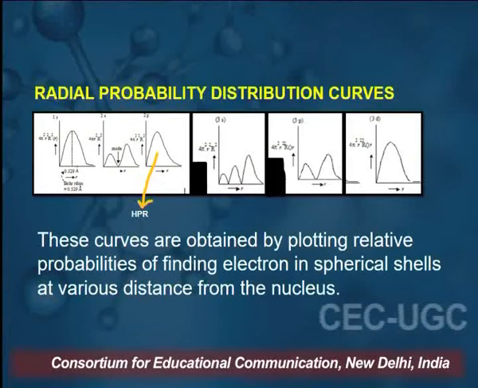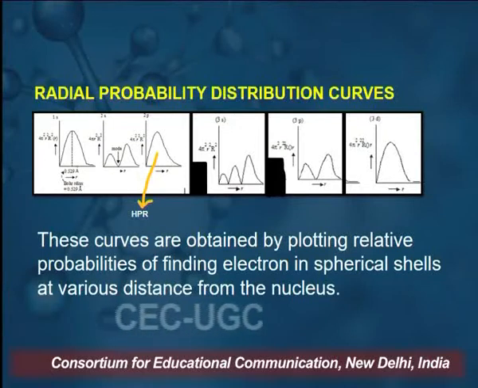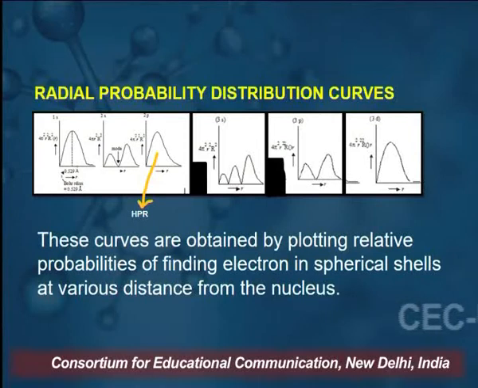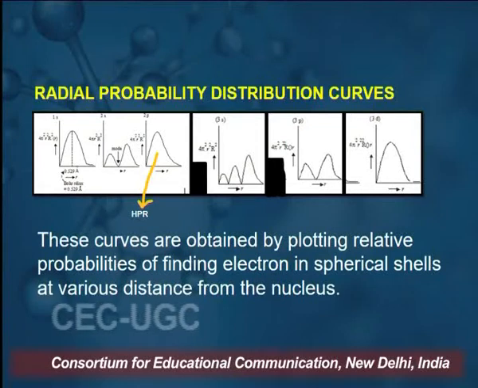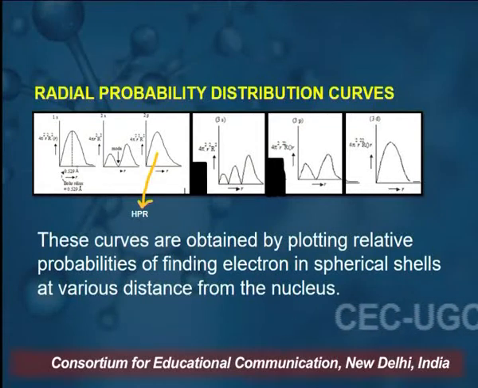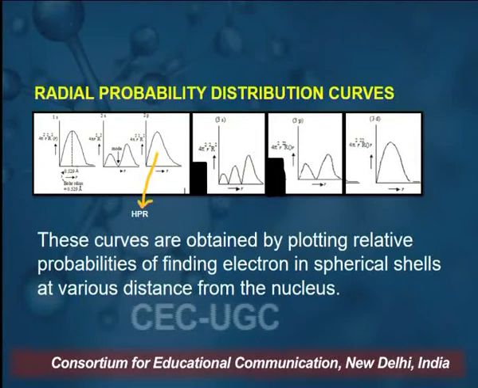Now we move to the radial probability distribution curves, which are very important. These curves are obtained by plotting relative probabilities of finding the electron in spherical shells at various distances from the nucleus. Here you can see a maximum. That region is known as HPR, that is the highest probability region, and the point where the value is 0 is known as the node.